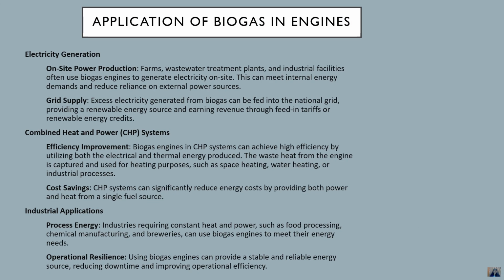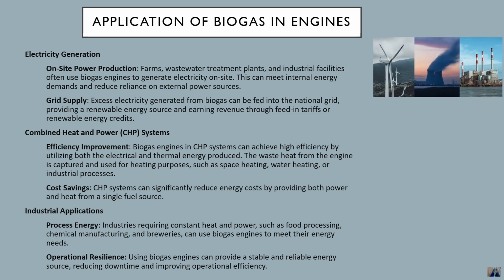Now we will discuss the specific applications of biogas in engines. This includes the same applications which we discussed in the previous slides. Now we will discuss how it impacts engines. So, electrical generation and on-site power production: farms, wastewater treatment plants, and industrial facilities often use these biogas engines to generate electricity on site. This can meet the internal energy demand and reduces the reliance on external power sources.